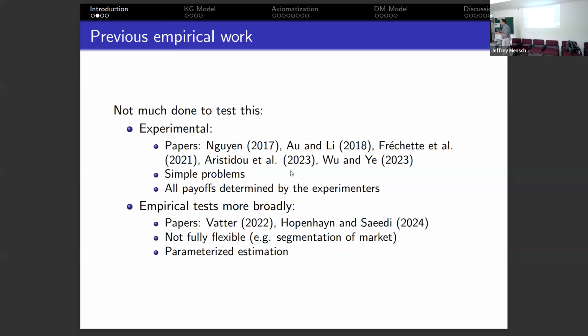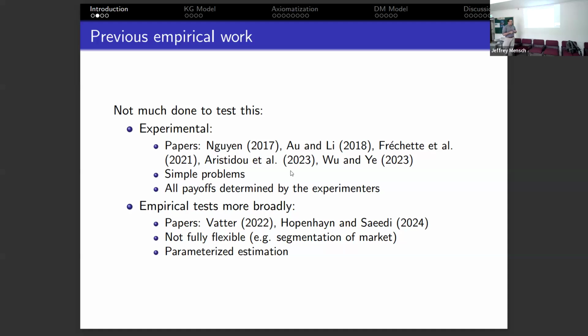But what he did there wasn't even full Bayesian persuasion. He had a parameterized set of partitions that you could consider, and it wasn't full. It was optimizing within this particular set and just estimating that. It wasn't particularly testing the hypothesis of Bayesian persuasion.